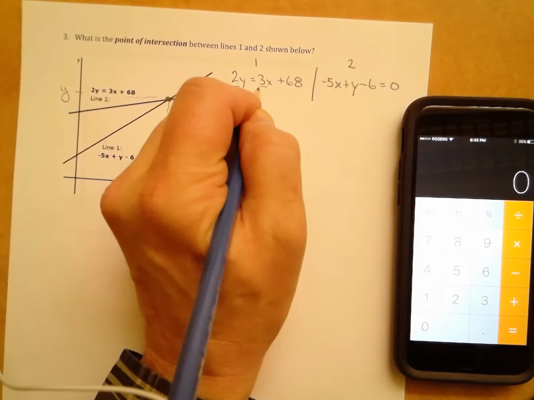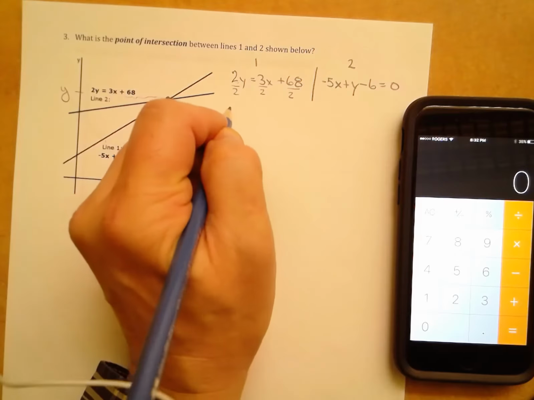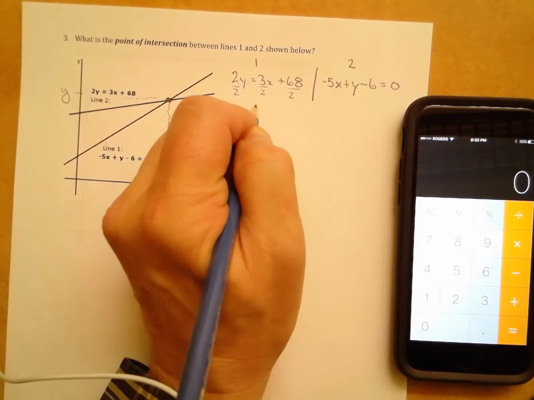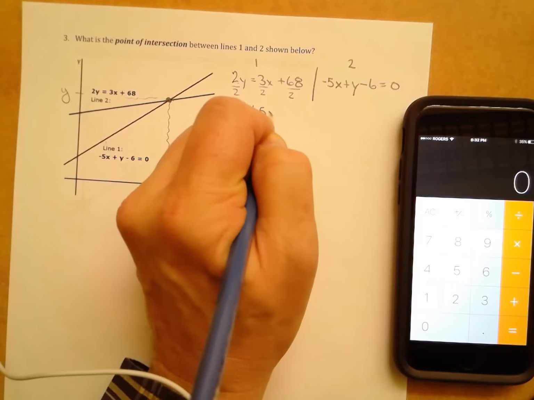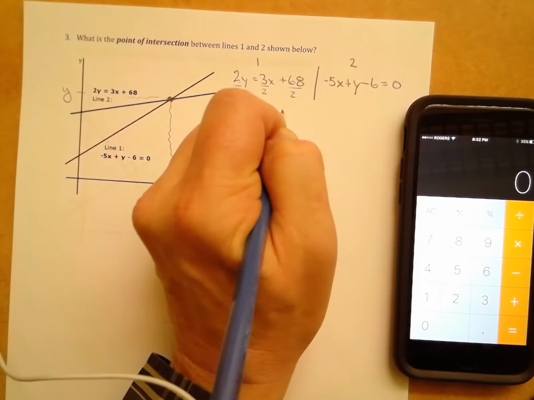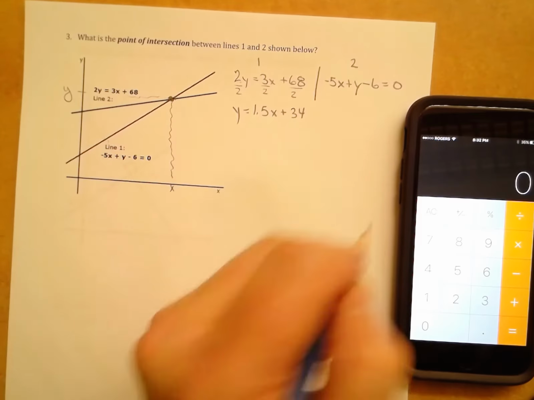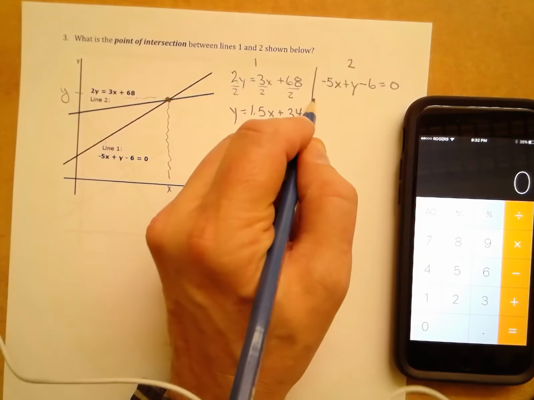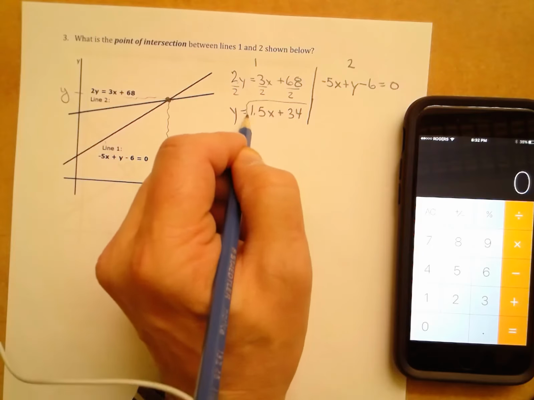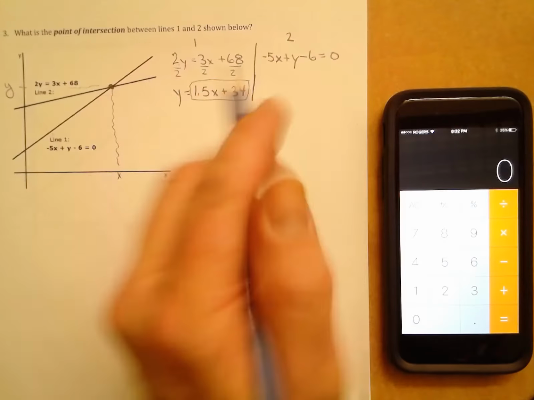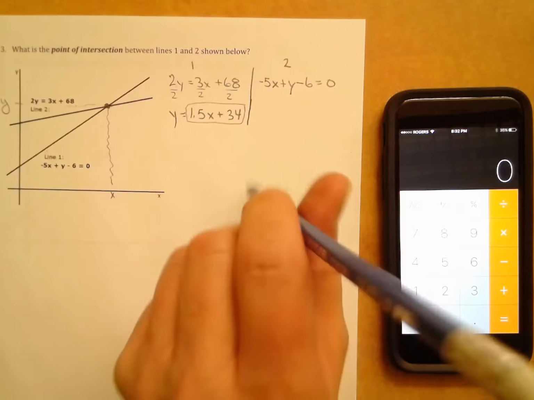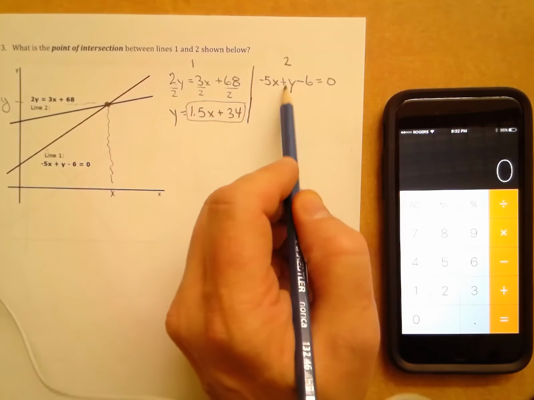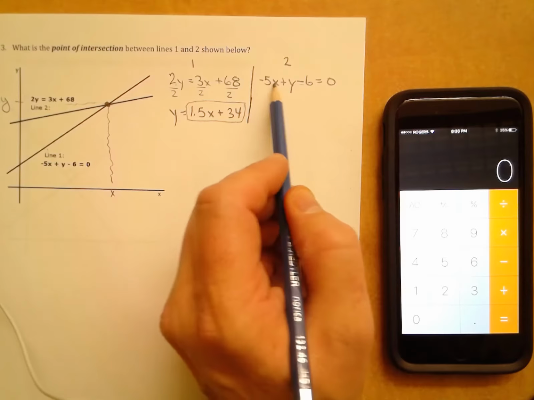So the equation on the left, equation number 1, is only going to require that division. So we'll divide everything by 2. And that's going to give me y is equal to 3 divided by 2 is 1.5x plus 34 when you go 68 divided by 2. So your first equation was very easy to isolate. There's the isolated section right there. The second equation has a little more complication.